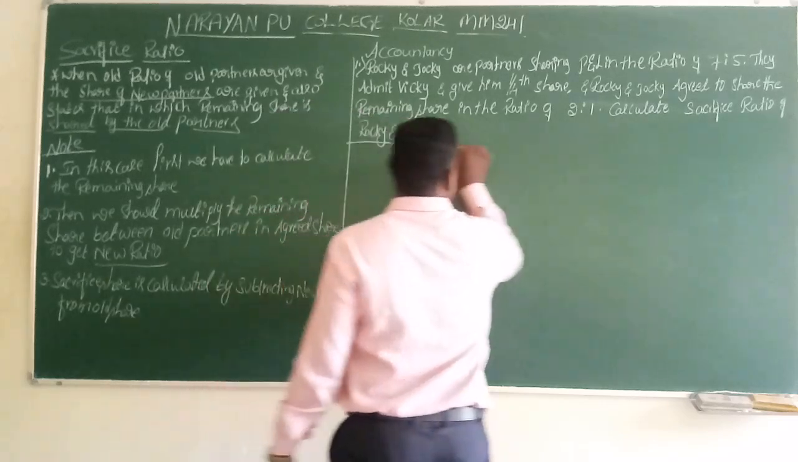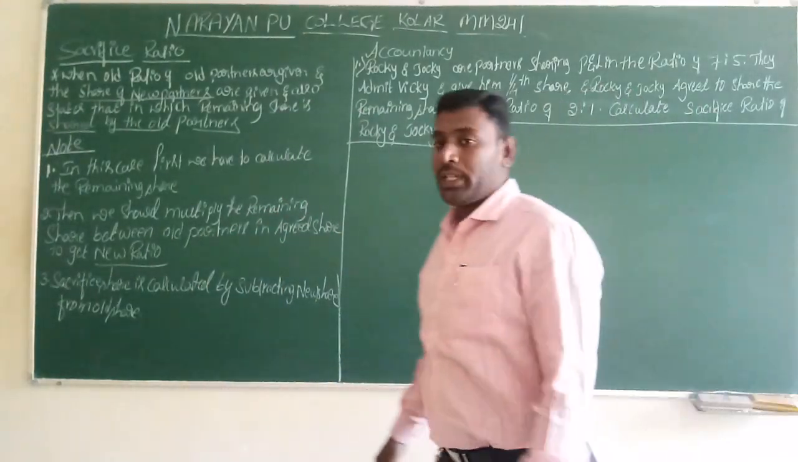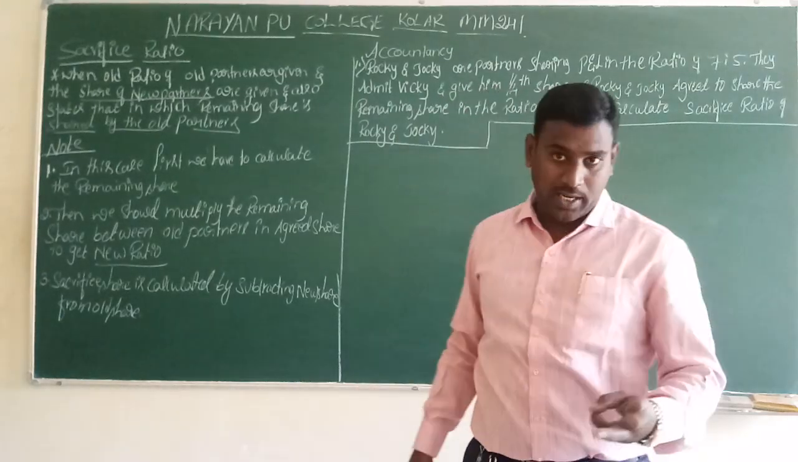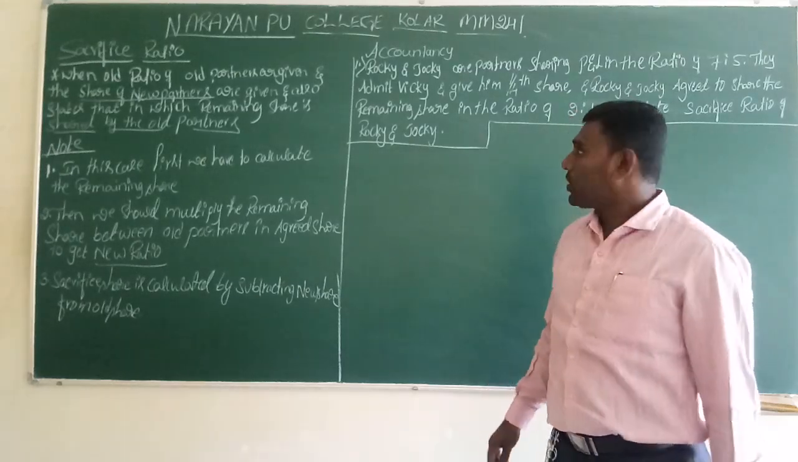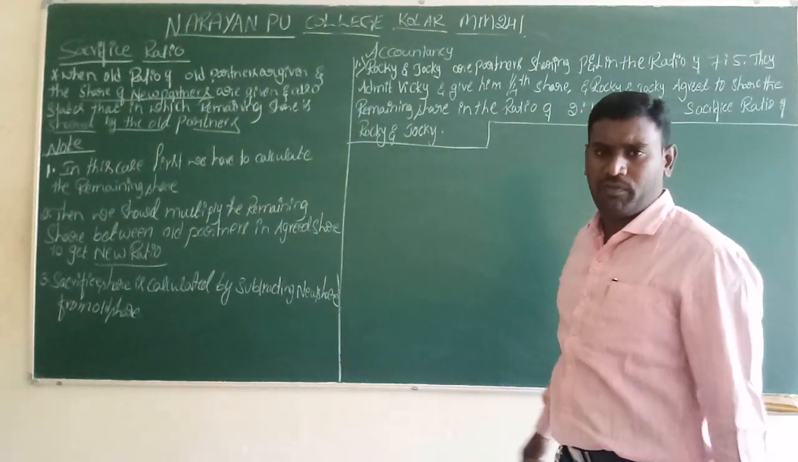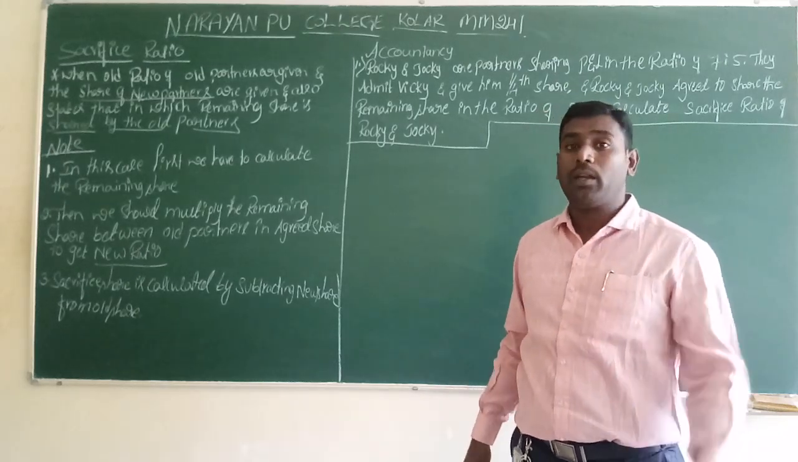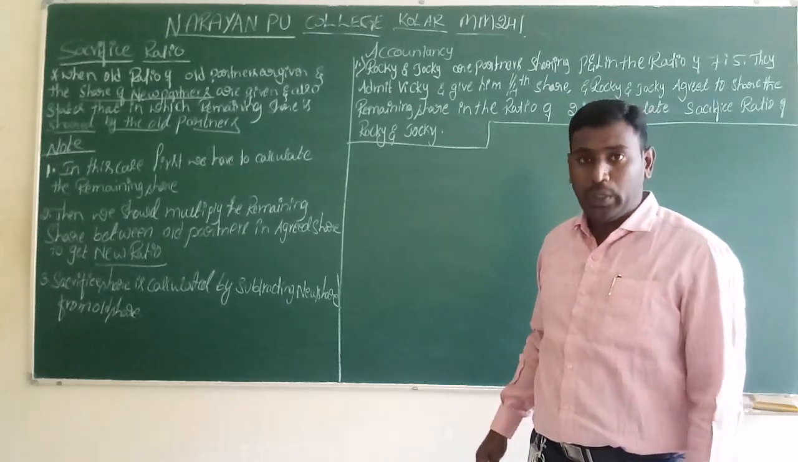So this is the question they are given. With the help of this question, we have to follow 3 steps to calculate the sacrifice ratio. First we have to read the question, analyze it and note what things they are given. We have to make it as our particular note.